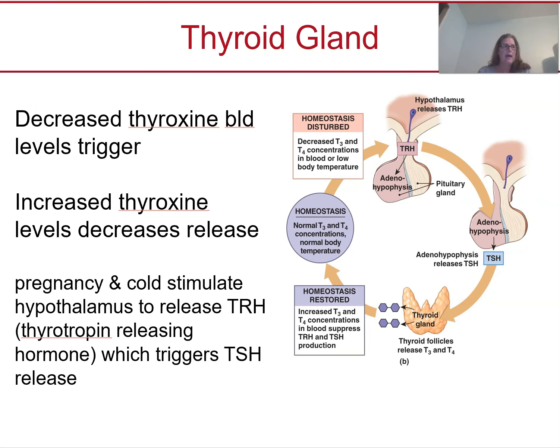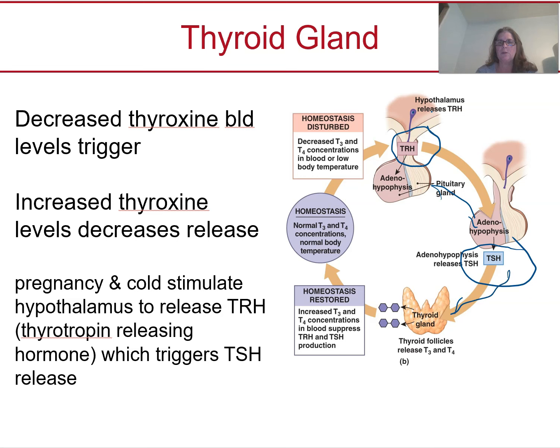So as far as how it's released, the factors, we're going to come back to negative feedback. What we're seeing here in our pictures, we have our hypothalamus. And remember, the hypothalamus releases TRH, and TRH is going to go to the anterior pituitary gland and trigger the release of TSH. These were tropic hormones.